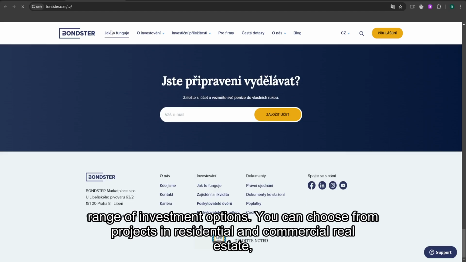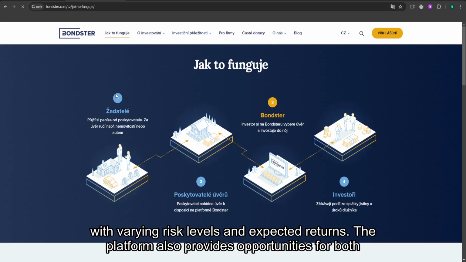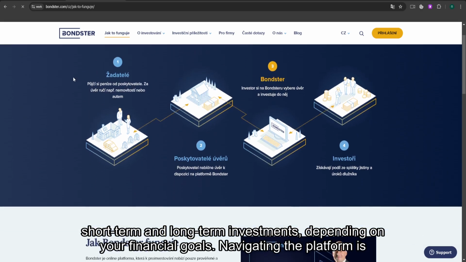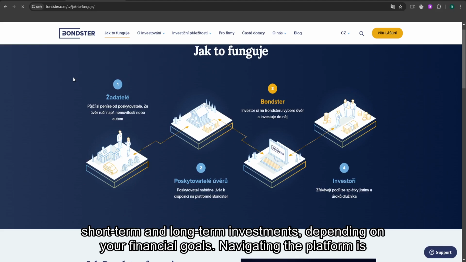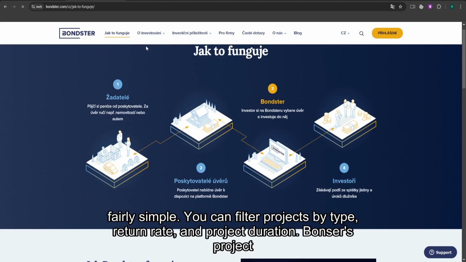You can choose from projects in residential and commercial real estate, with varying risk levels and expected returns. The platform also provides opportunities for both short-term and long-term investments, depending on your financial goals. Navigating the platform is fairly simple. You can filter projects by type, return rate, and project duration.